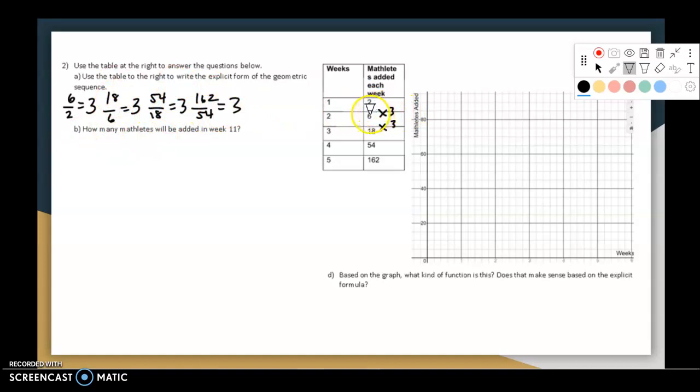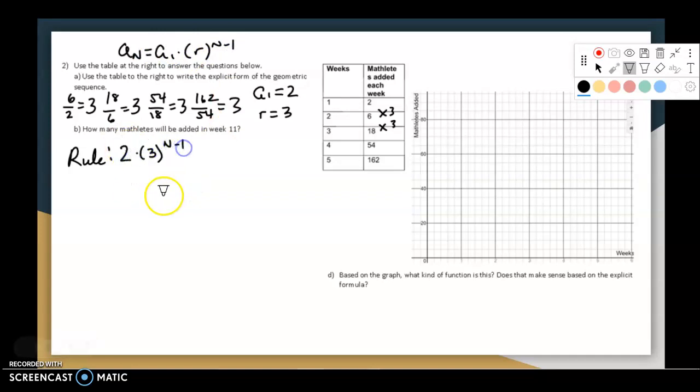So you're multiplying by 3 to get from one term to the next. So that makes A1 2, and r is 3. So here's our rule. We're going to write it down here under part B because we're running out of room. Our rule for a geometric sequence is a_n equals a_1 times r to the n minus 1 power. So that's going to be 2 times 3 to the n minus 1 power. That's going to be a_n.